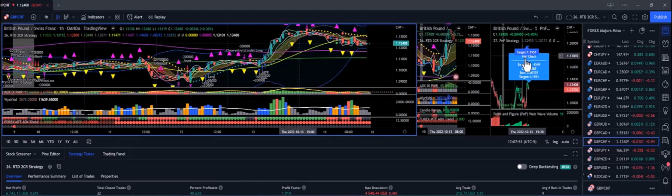British pound Swiss franc, we have a price target of 1.1951 to the upside on the strategic picture. Price action below the dragon, then shot up above the dragon.